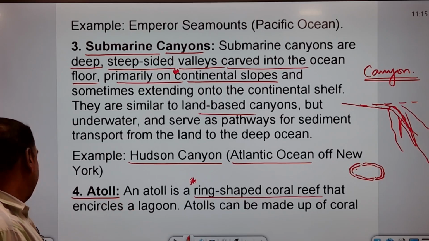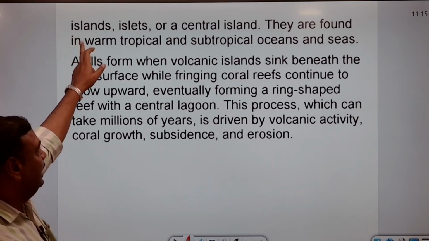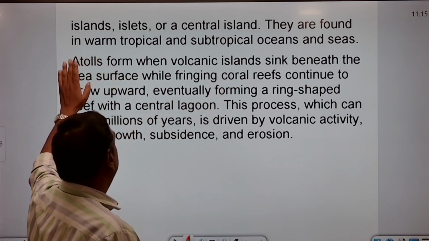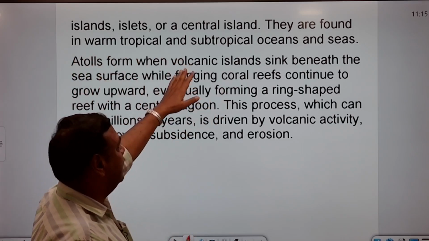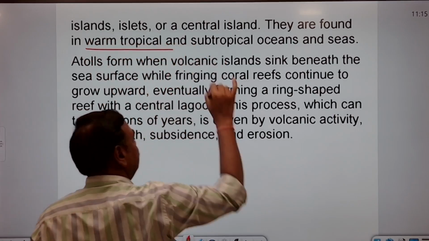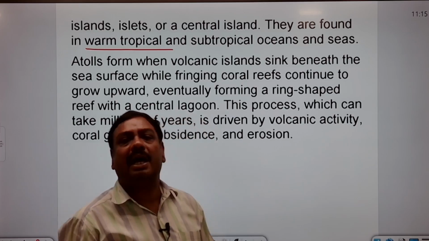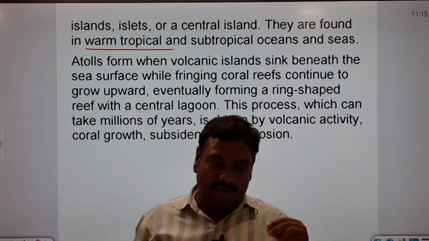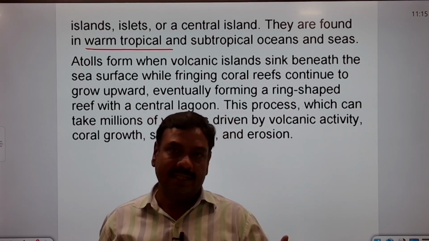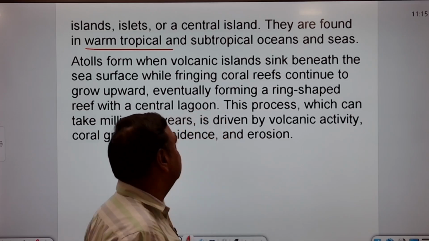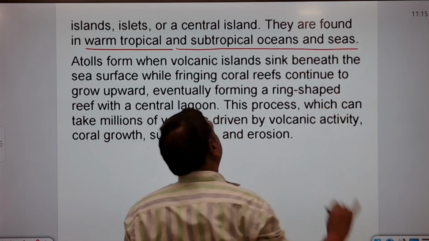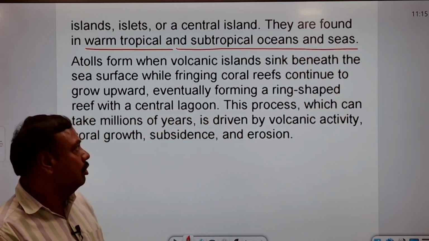Atolls can be made up of coral islets or the central island. They are found in warm tropical and subtropical oceans. And remember here where atolls are formed. So obviously, since atolls are actually a form of coral reefs, corals are normally found in the tropical seas and sometimes in the subtropical seas and oceans where the water is warmer. So in that region these atolls are also found.